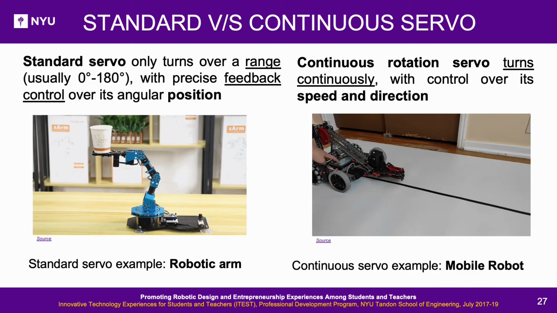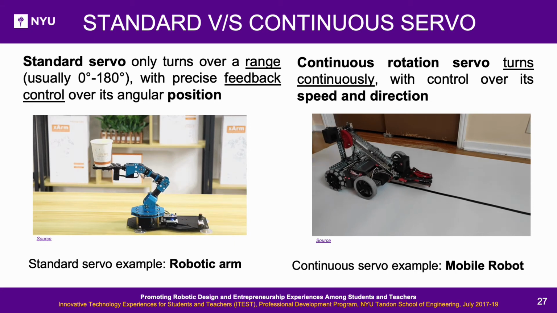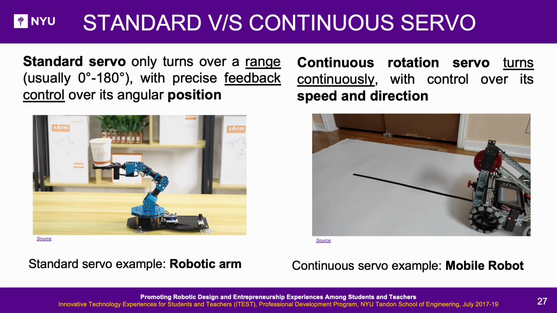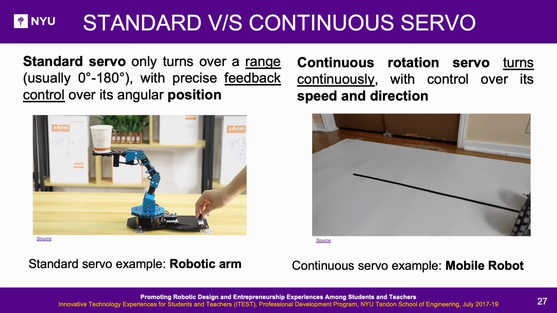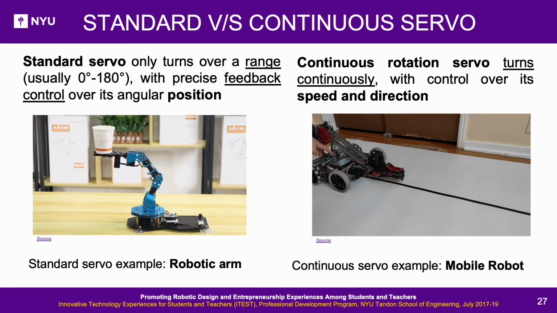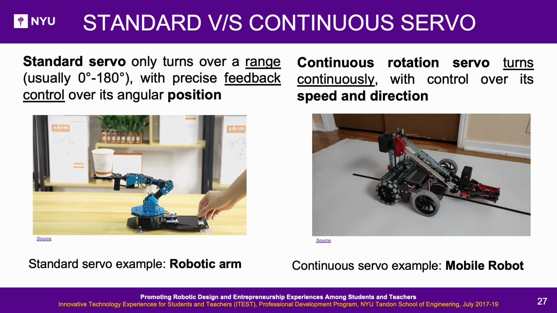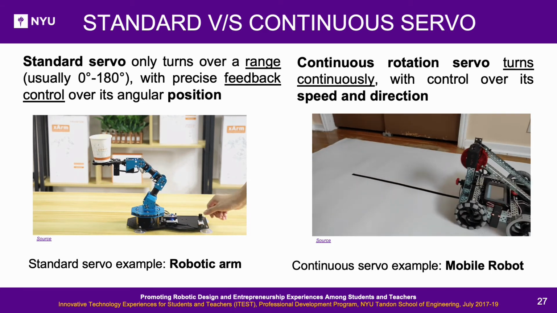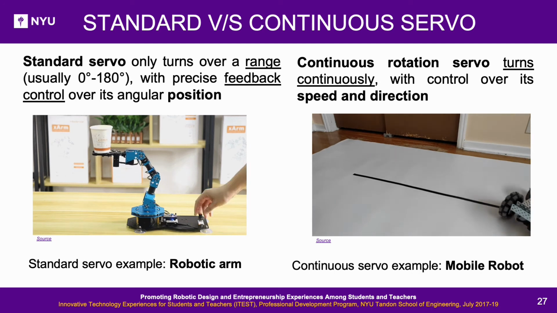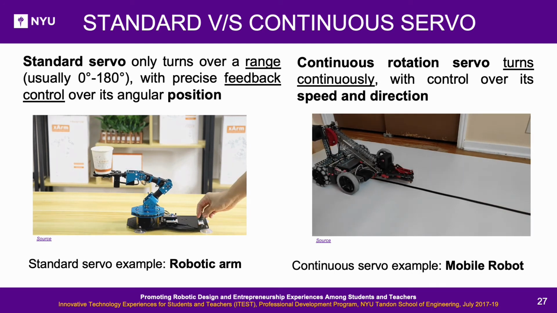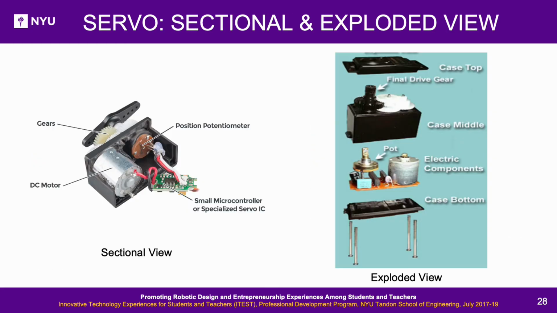Standard versus continuous servo. A standard servo only turns over a range, usually 0 degrees to 180 degrees, with precise feedback control over its angular position, while a continuous rotation servo turns continuously, with control over its speed and direction. Standard servos are popular in robotic arms, while continuous servos are often used for wheeled robots. Servo: sectional and exploded view.